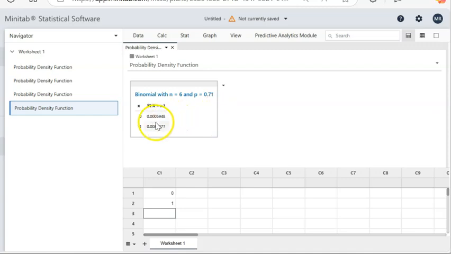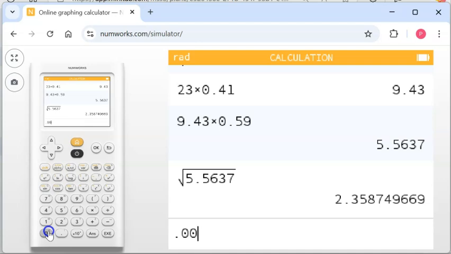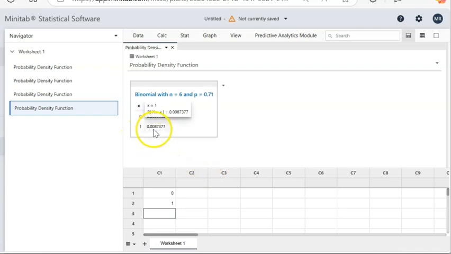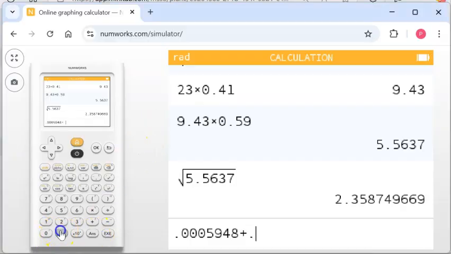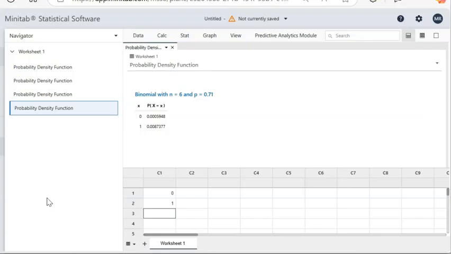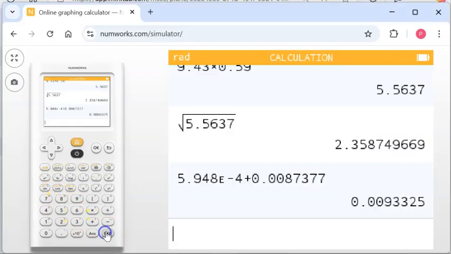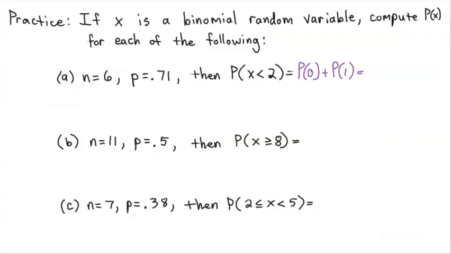All right, so we have the probability of 0 is 0.0005948. So 0.0005948 plus probability of 1 is 0.0087377. Make sure there. Yep, I got that right. And hit enter. And our answer is 0.0093.